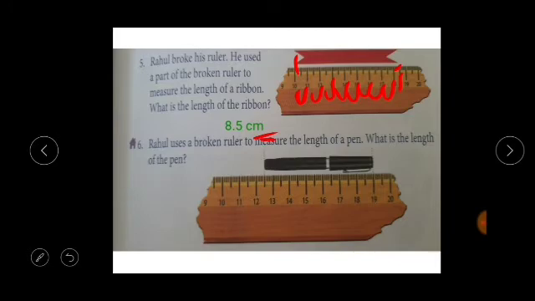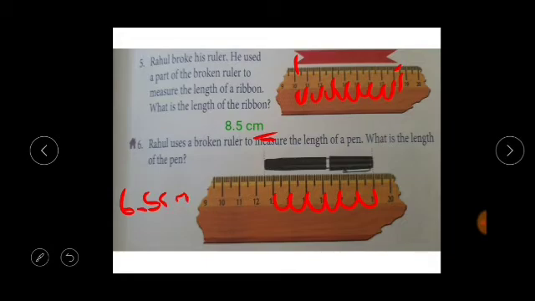In the same way, Rahul uses a broken ruler to measure the length of a pen. What is the length? Here also mark both ends of the pen on the ruler. So it starts from here. Okay, children. If it is difficult to count the length, to measure the length of the pencil, if it starts from 0.5, you can start from here. 1, 2, 3, 4, 5, 6 and 0.5. So we can write 6.5 centimeter.